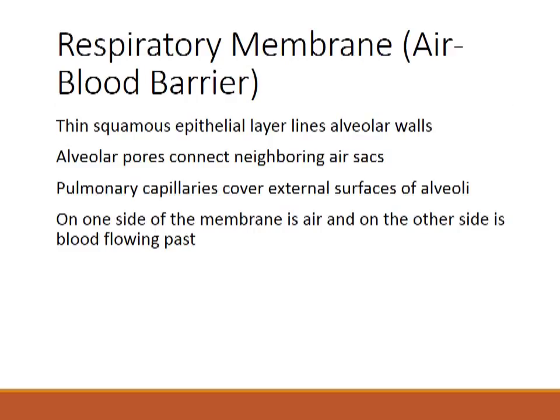Our respiratory membrane, or the air-blood barrier, is a thin squamous epithelial layer that lines the alveolar walls. We have alveolar pores that connect neighboring air sacs, so the alveoli are able to connect to each other. The pulmonary capillaries cover the external surfaces of the alveoli, and these are the capillaries that help with the gas exchange. On one side of the membrane is air, and on the other side, blood flowing past.